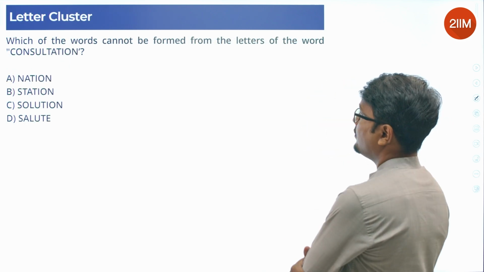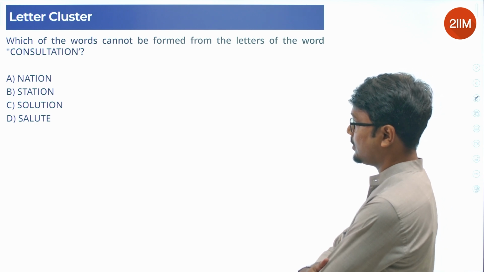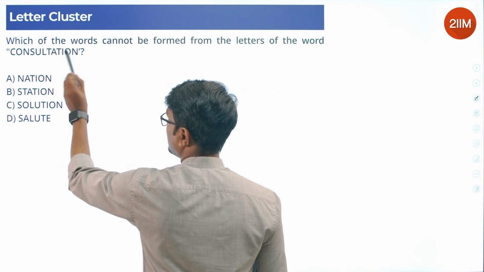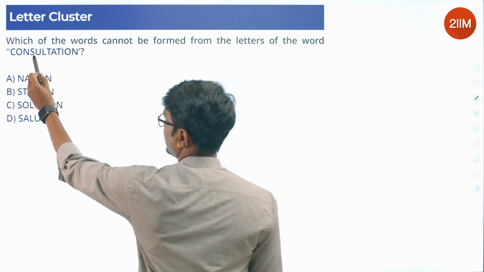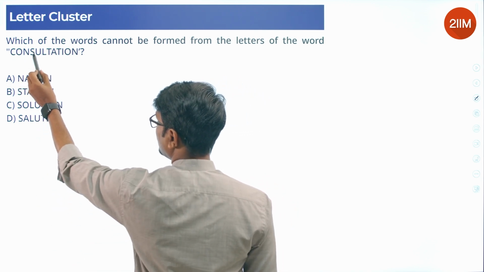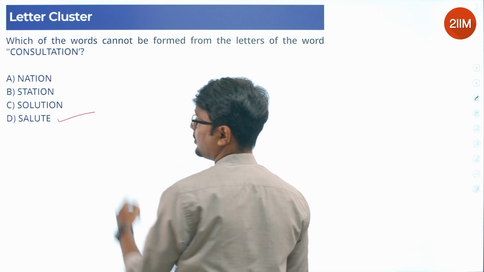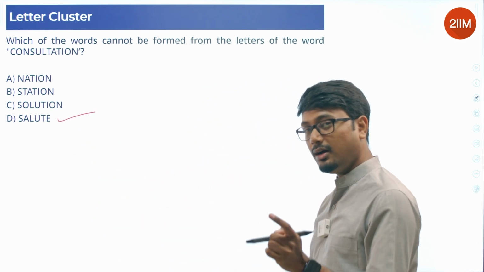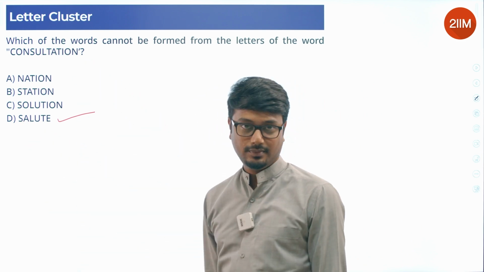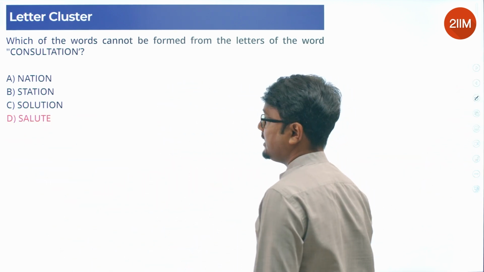Letter cluster. Which of the words cannot be formed from the letters of the word consultation? Okay, nation: N-A-T-I-O-N is there. Station: S-T, okay, station is there. Solution: S-O-L-U. So all these three can be formed. This will not be formed. That's your answer. Also, look at this: S-A-L-U-T-E. E is not there. So that's another proof to pick the answer to be D. That's your answer.